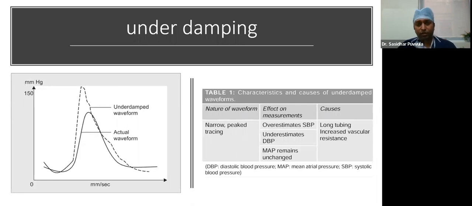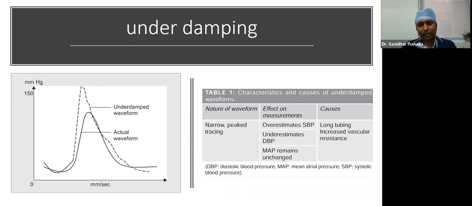Now I'm going into something called resonance and damping. Any fluid-filled tube will have these properties of resonance and damping. Resonance is a property where, when a waveform is transmitted through the fluid-filled tube, the ability to reverberate or keep resonating is called resonance. Damping is the ability of the tubing system to absorb the waveform.